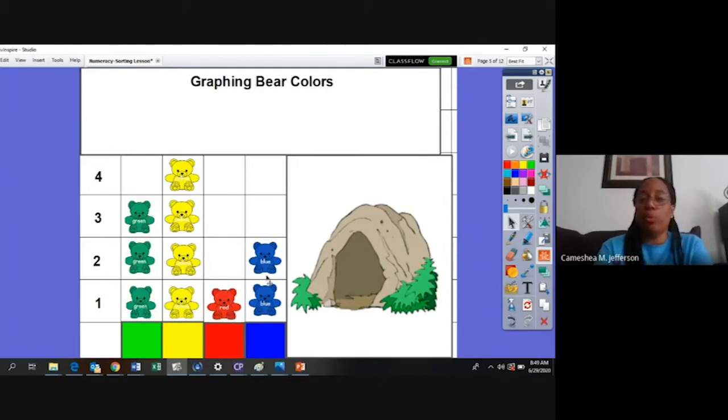Now I can look at the graph and say, which one has the most bears? Well, going up my graph, I look and see that the yellow has the most. Now, if I wanted to say, are any of them the same, have the same or equal amount of bears? I can go across and look and see that I don't have any that have the same or equal amount of bears, like we talked about in our previous lessons. So you guys, being able to use a graph to help you look at data, which is information that you've collected, helps you to look at information a little easier.